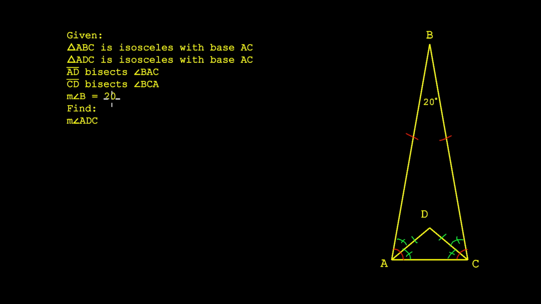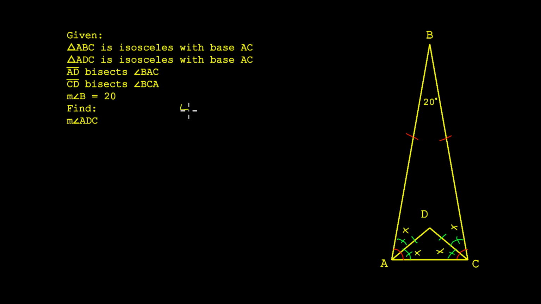Measure of angle B is 20 degrees. Find measure of angle ADC. Angle ADC. So now, here's what we know. We know that these two congruent base angles are divided into four congruent smaller angles. So we're going to call this x and x and x and x. We're going to give it a variable.